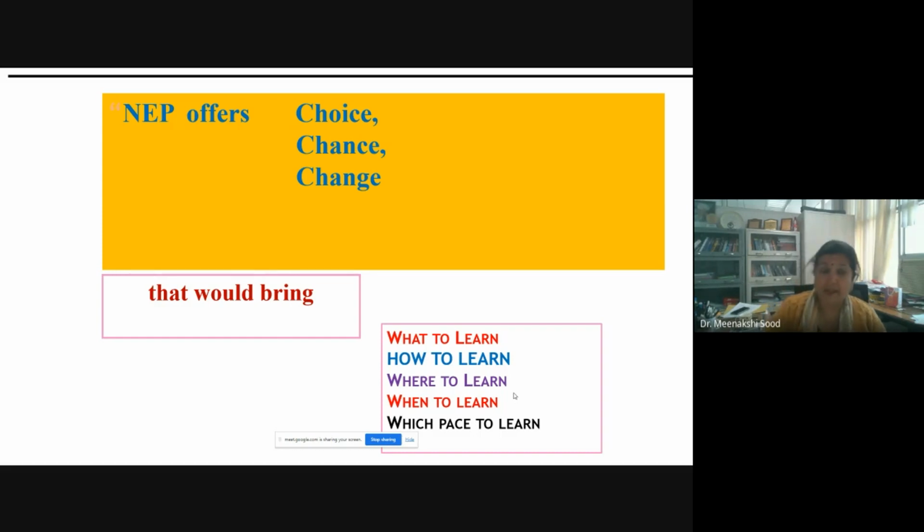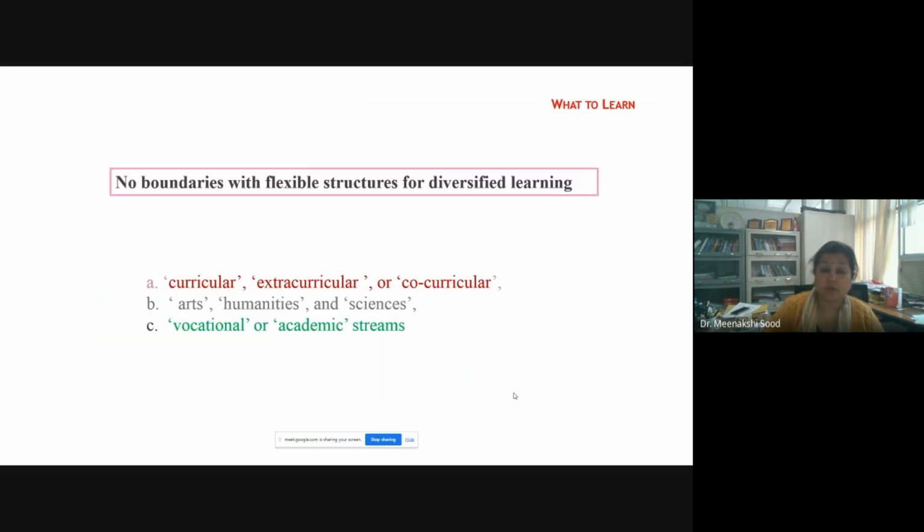So, as I said, I will be talking much more about the curriculum aspect of the NEP, because that is going to affect us much more, and that is the field in which immediately or in the coming times we have to bring changes in our system if we want to implement NEP, right? So, the first flexibility is the flexibility of choosing what to learn.